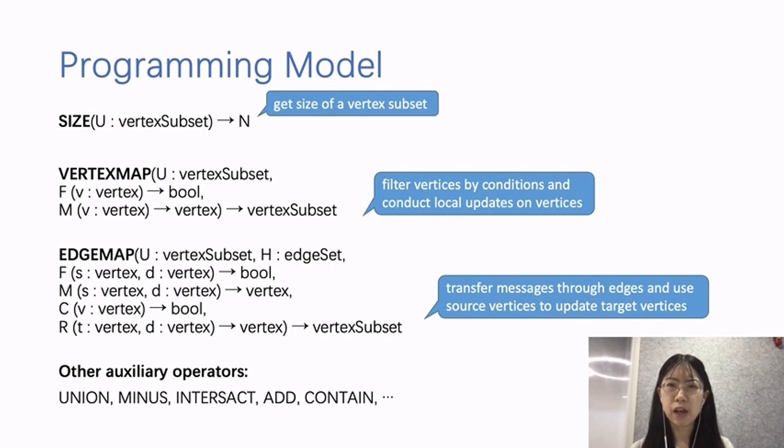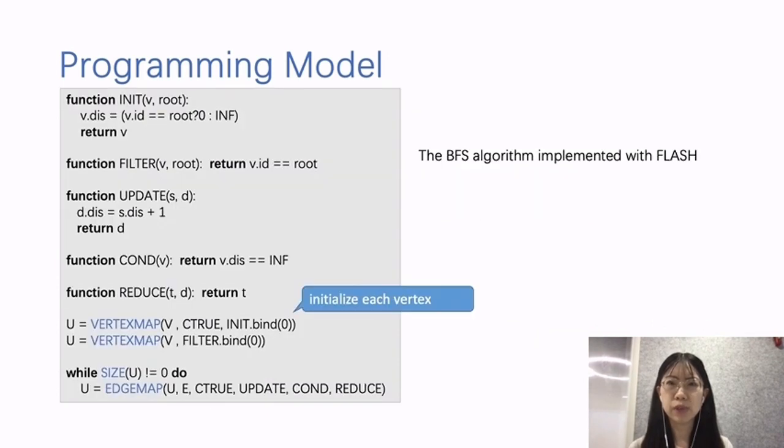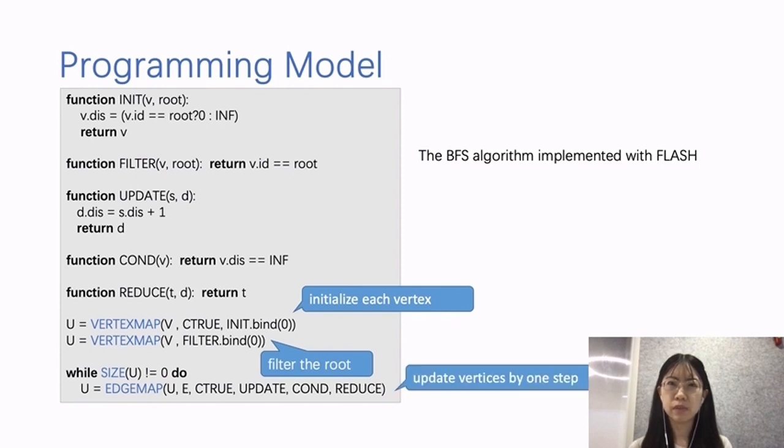To be specific, Flash provides interfaces based on the vertex subset structure. The primary API is much similar to Ligra's, including size, vertex map, and edge map. It also provides some auxiliary operators for convenience. For example, to implement the classic vertex-centric BFS algorithm, we can use vertex map to initialize each vertex. Then, filter the set to pick up the root node, and iteratively use set and edge map to conduct updates on vertices step by step.